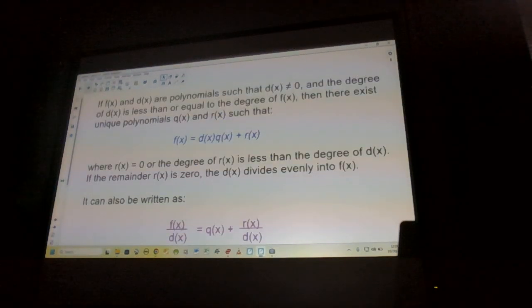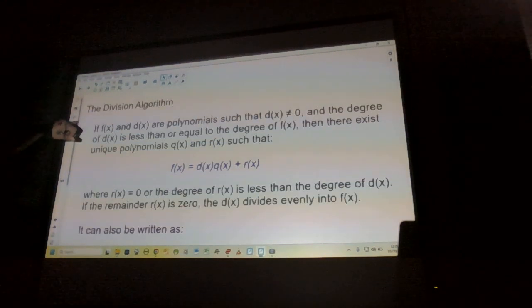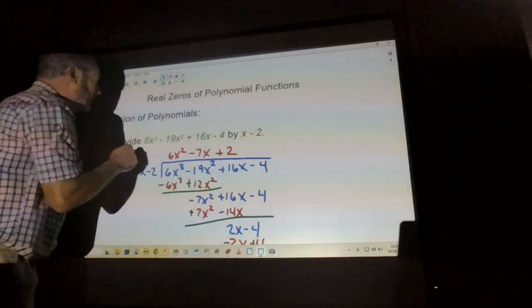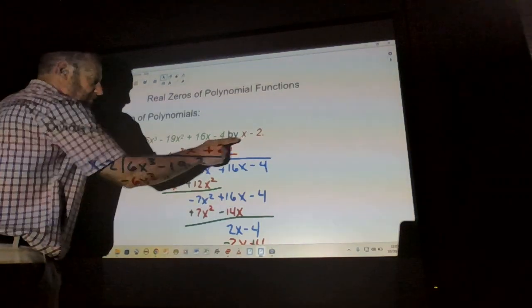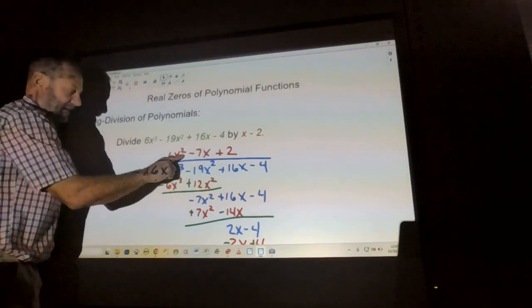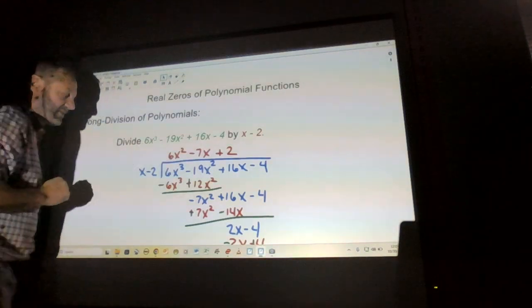All right, let's take a look at some other stuff here. The division algorithm: if f of x and d of x are polynomials, such that d of x is not equal to 0, then the degree of d of x is less than or equal to the degree of f of x. So what that says is, looking back at this one, here was my f of x, and when I divide it by this, I'm going to get something that is a degree less than this.